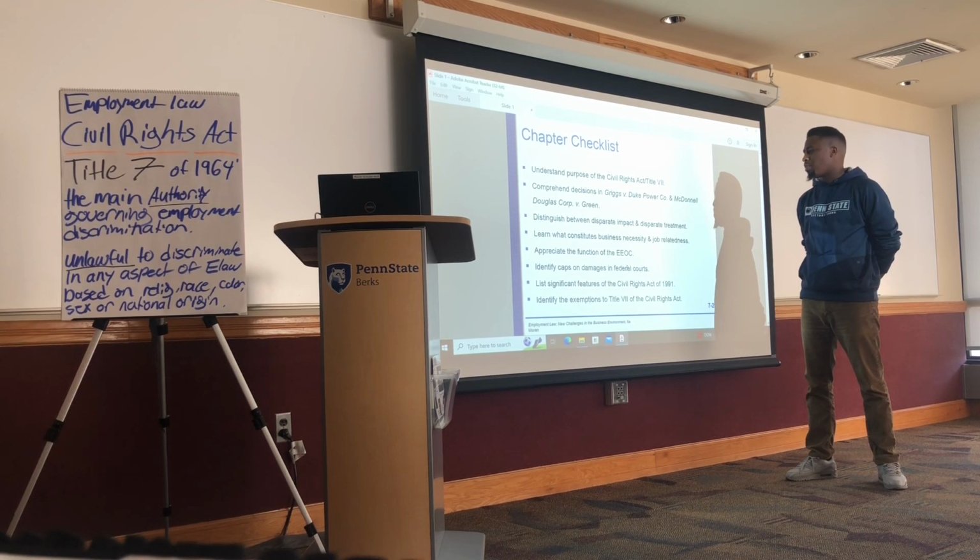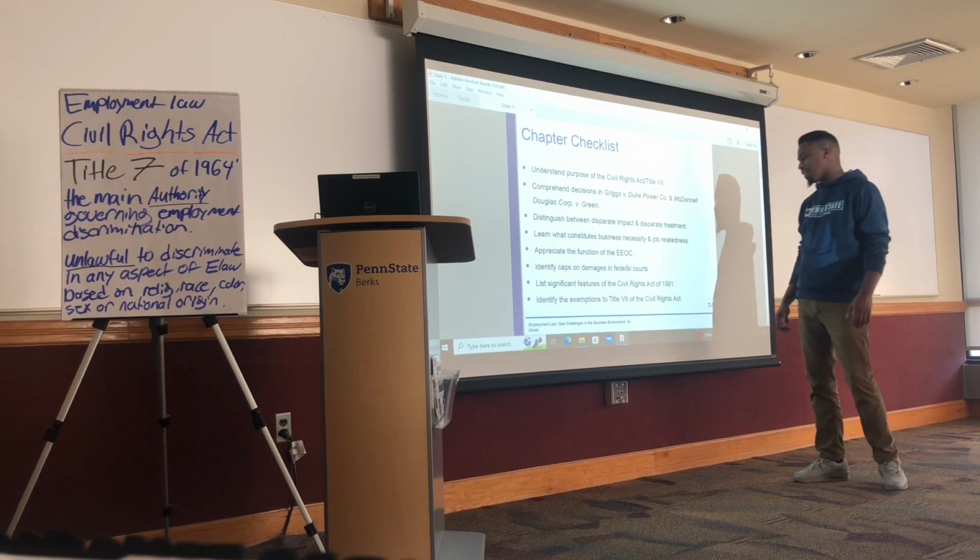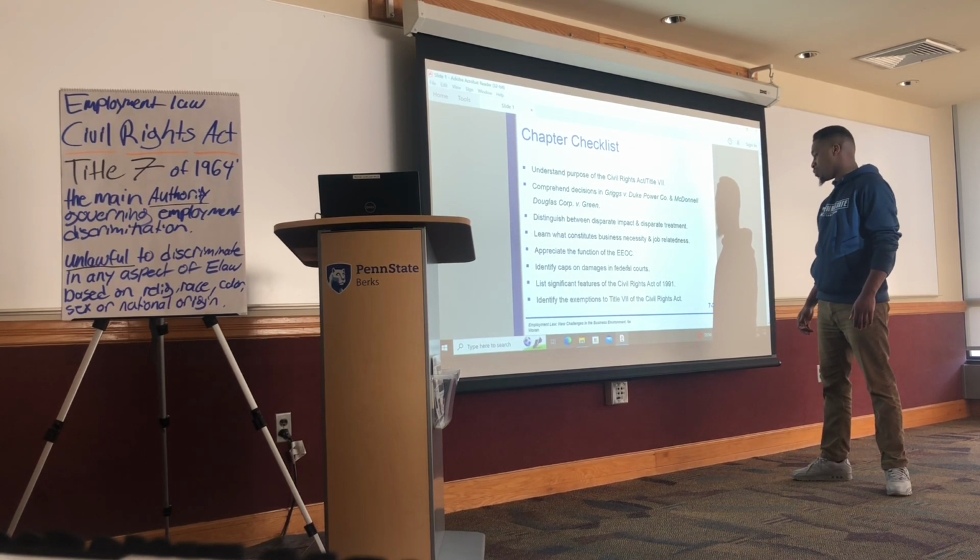We want to distinguish between disparate impact and disparate treatment, learn what constitutes business necessity and job relatedness, appreciate the function of the EEOC. We want to identify caps on damages in federal courts. We want to list significant features of the Civil Rights Act of 1991. And lastly, we want to identify the exemptions to Title VII of the Civil Rights Act.